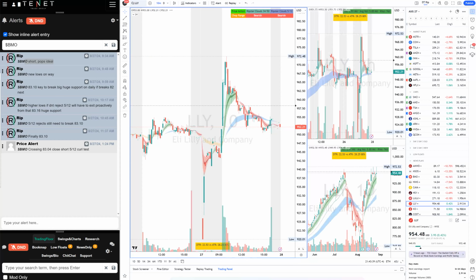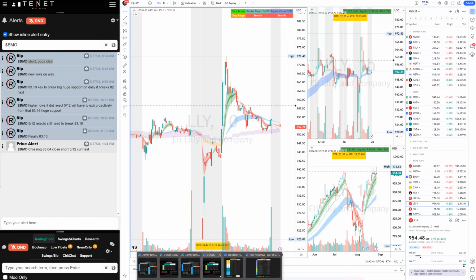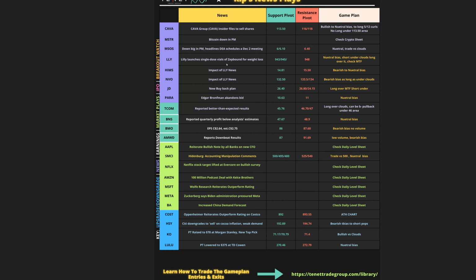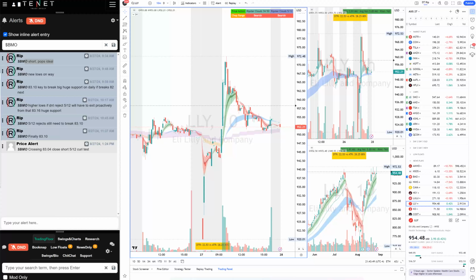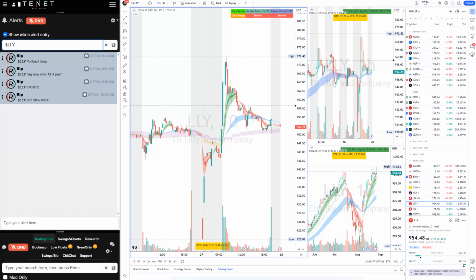Next one we're going to look at is Lilly. Lilly was a nice long today in the community. We had news on Lilly this morning: Lilly launches single dose vials for weight loss. Neutral bias, short under the clouds, long over it, check the MTF. But as soon as Lilly pushes over the MTF cloud, that gives me the confidence that it's a long. Lilly is a confidence long. That's why I tell everybody to go long on the pullbacks.